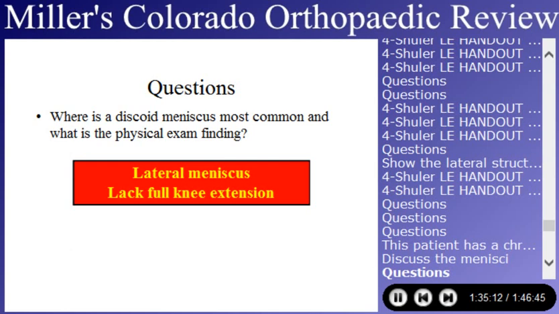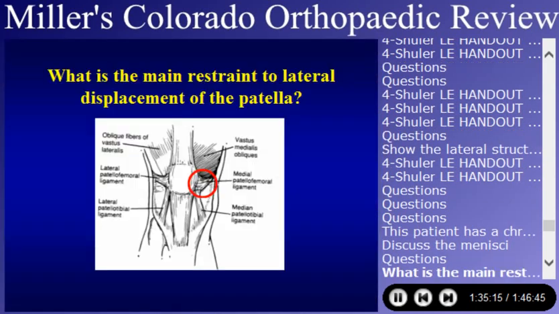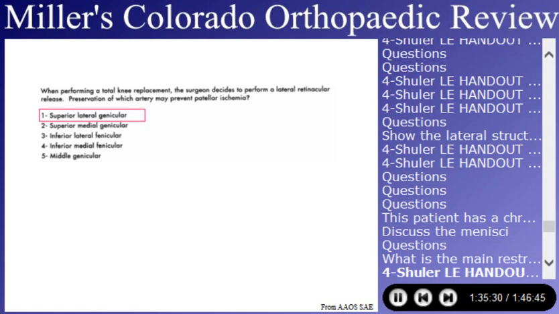They love that one. Main restraint to lateral displacement of the patella is this structure, medial patellofemoral ligament, which is some reason why some authors are recommending primary repair of this with patella dislocation, primary restraint. When performing total knee replacement, surgeon decides to perform a lateral retinacular release, preservation of what artery may prevent patellar ischemia? Superior lateral genicular.